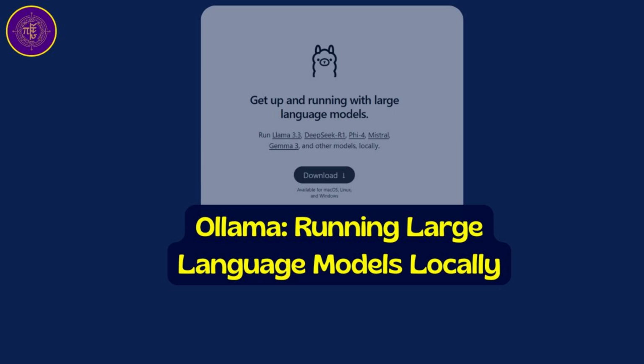Stream true. Okay. This means the API sends back the response bit by bit as the AI generates it, not all at once at the end. So it feels more like typing in real time. How do you handle that stream in Python?